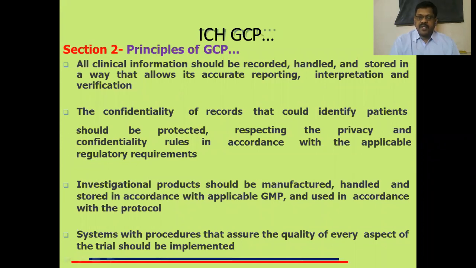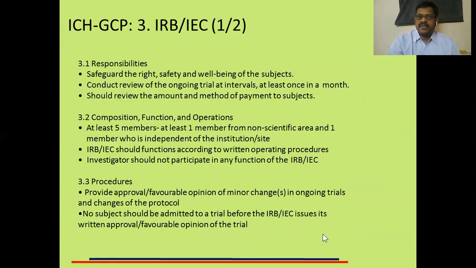We have to follow the good manufacturing guidelines to manufacture the investigational product, because the product is not for medicinal use. It is for testing purposes. So we cannot manufacture it just as our own, like that. We should follow the procedure. Systems with procedures that assure the quality of every aspect of the trial should be implemented. So that is very important. We have to assure the quality in all aspects. So those are the principles.